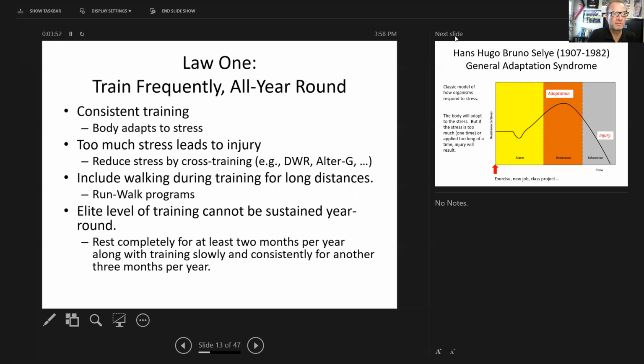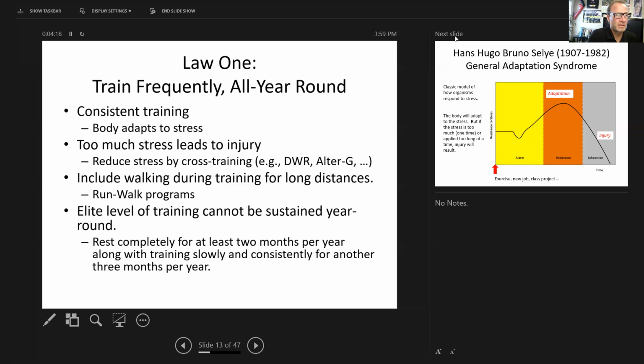The body adapts to stress. Too much stress, however, leads to injury, and too much stress would be analogous to too much intensity. And we do have too much volume, and that's an issue too. We need to deal with that. You can reduce stress, especially for running, by doing cross training, deep water running, or Alter G, body weight support running. Or in the case of triathlon, you cross train naturally because you're swimming, biking, and running.